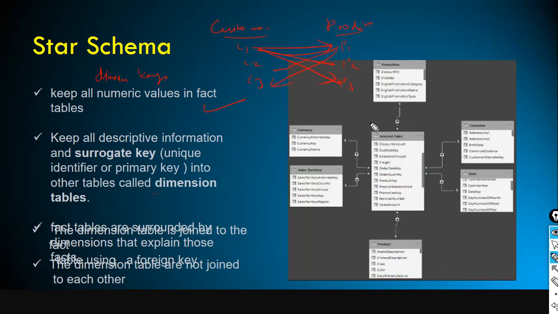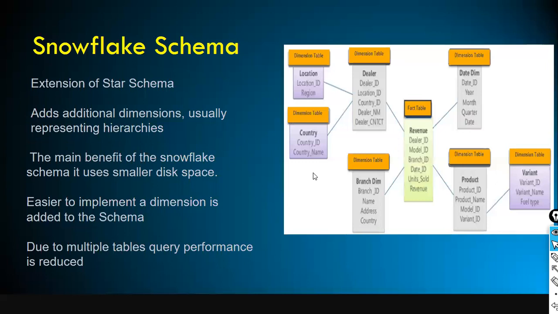For example, like I mentioned earlier, the customer dimension explains the quantities purchased by each and every customer. And if you ask how many products were purchased, the product dimension table is helpful. So the dimension table gives the descriptive information about the facts in the fact table.